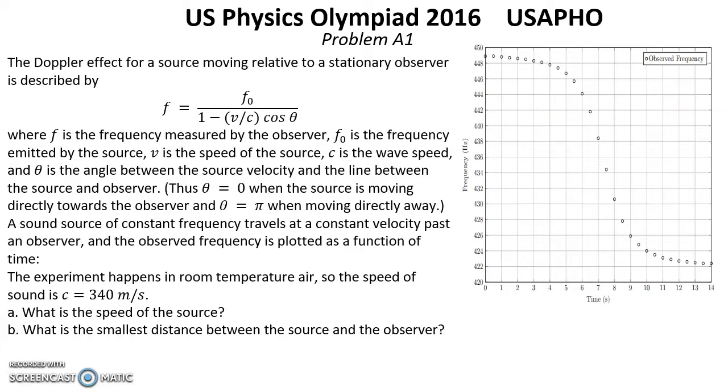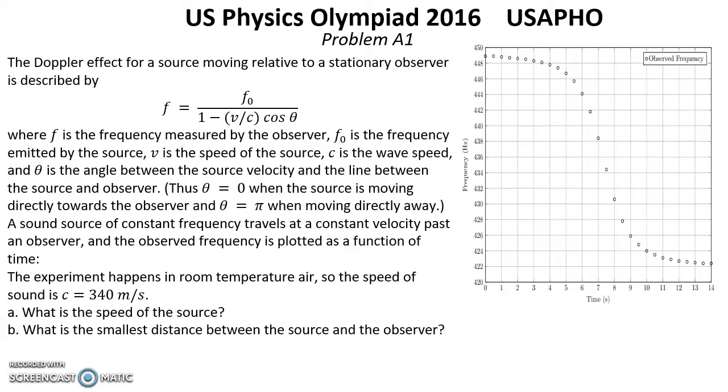Problem A1. The Doppler effect for a source moving relative to a stationary observer is described by the formula f equals f0 over 1 minus v over c cosine theta, where f is the frequency measured by the observer, f0 is the frequency emitted by the source, v is the speed of the source, c is the wave speed, and theta is the angle between the source velocity and the line between the source and observer.